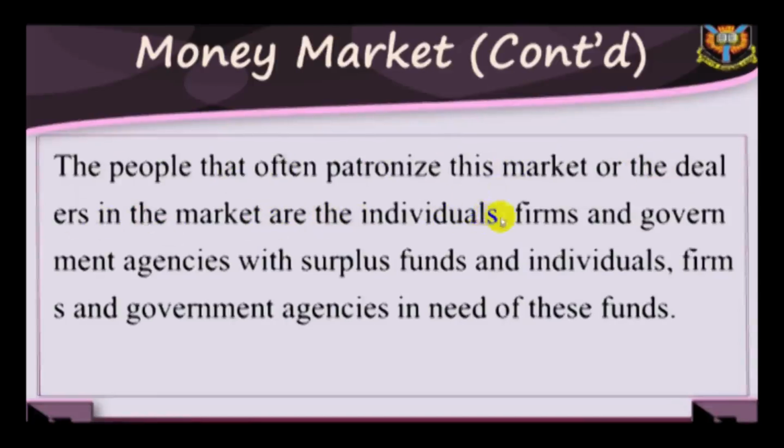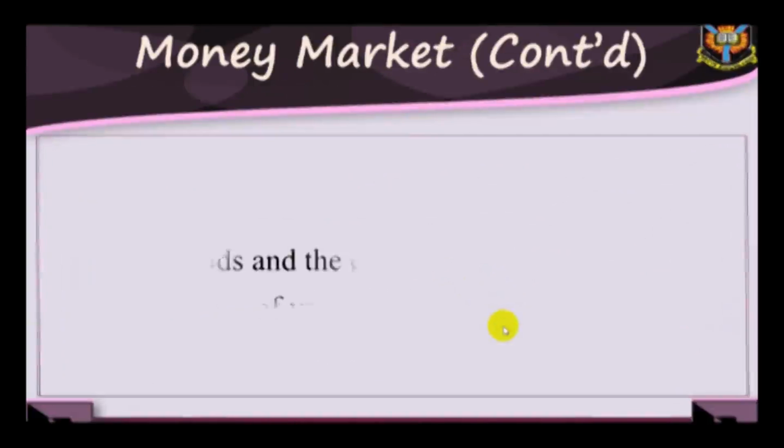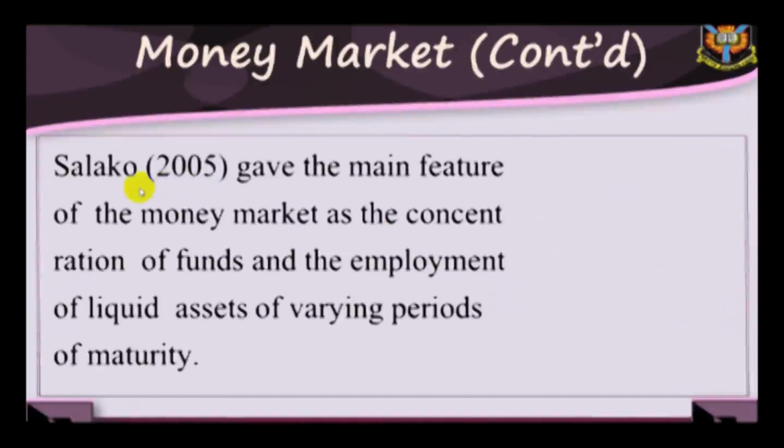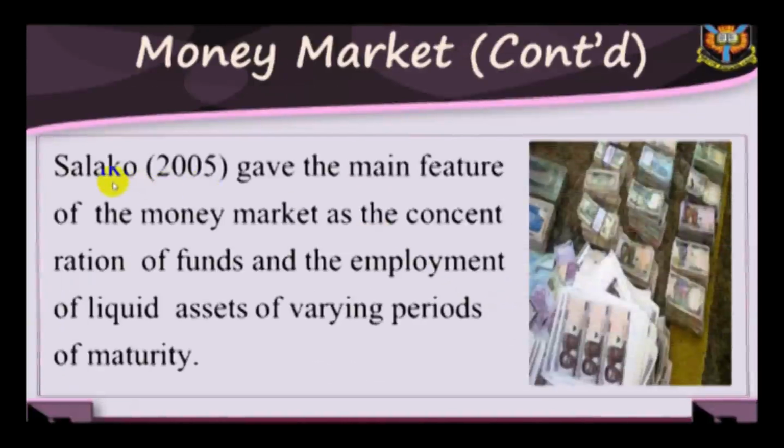The people that often patronize this market, or better still, the dealers in the market, are the individuals, firms, and government agencies with surplus funds, and individual firms and government agencies in need of these funds. For instance, a bank might have accumulated enough or excess cash reserve in order to be solvent in time of need, especially during festive period, but in the meantime may decide to invest these excess funds in short-term interest earning assets.